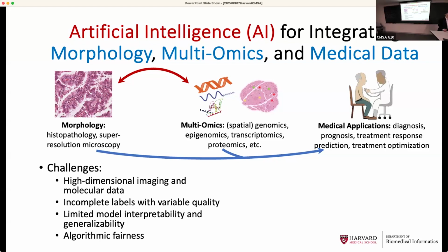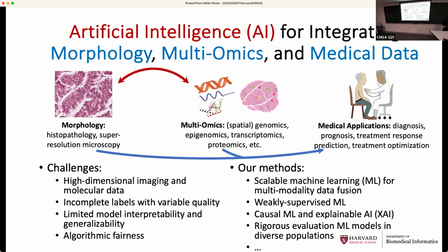And lastly, the topic of algorithmic fairness is about analyzing whether the model would inevitably discriminate against different populations because it has differential performance in different population subgroups. And that is also a specific challenge in this domain.